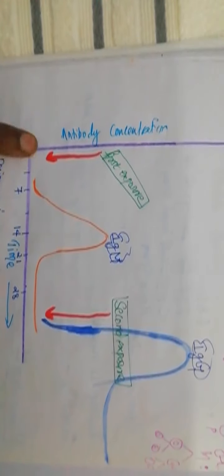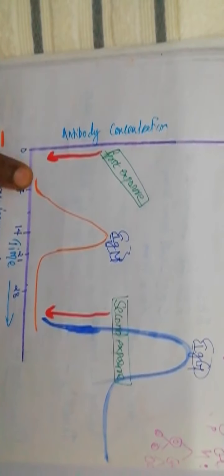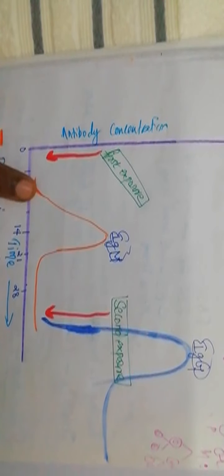In this particular graph, the x-axis is time, and the y-axis is antibody concentration. You can see here the red arrow indicates the first exposure to an antigen. Whenever your body is exposed to an antigen, you can see that till the 7th day you cannot see the antibody. Sometimes within 4 days the antibody titer, the concentration of antibody, will be there in the serum in a very minute concentration. But this entire time period is known as the lag period.